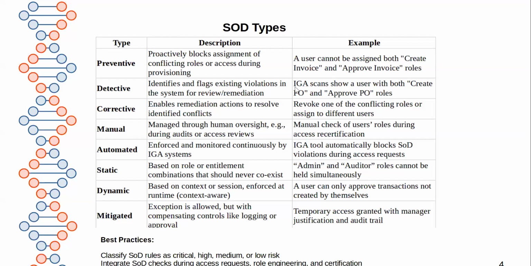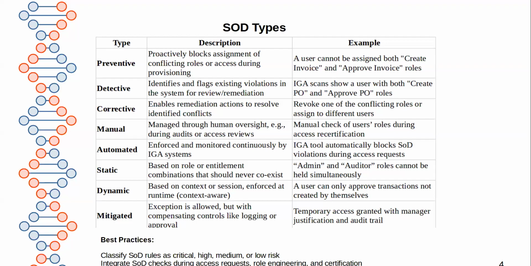Take an example: IGA scans to show users with both create PO and approve PO roles. If you scan within your system for how many users have this permission or this kind of role, you will find that there are a lot of users with this particular role. If the report or the policy output shows you this, you have to fix that.